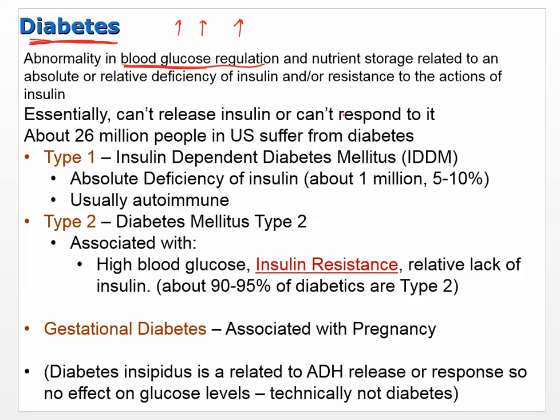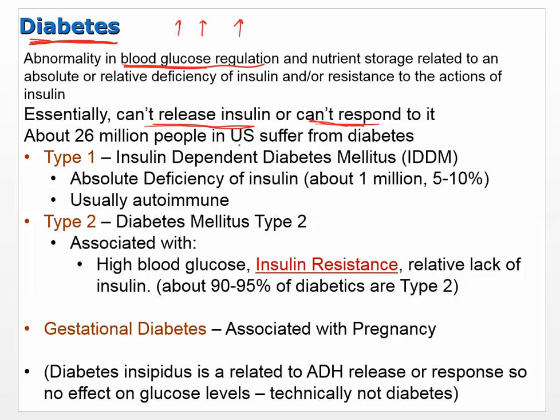So we also focus it around insulin and/or the resistance to the actions of insulin, and that's where we start talking about how insulin may be released, but it just doesn't have any effect. Okay, so essentially in diabetes, you either can't release insulin or you can't respond to insulin, and so your blood glucose levels are more difficult to control. Okay, you can't decrease the blood glucose, and so it tends to get higher.